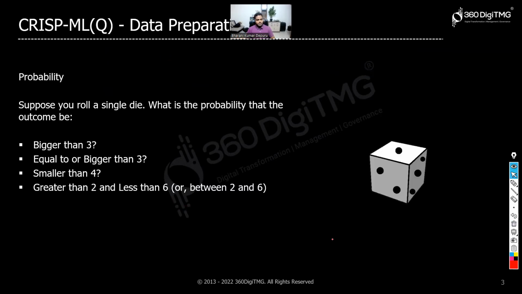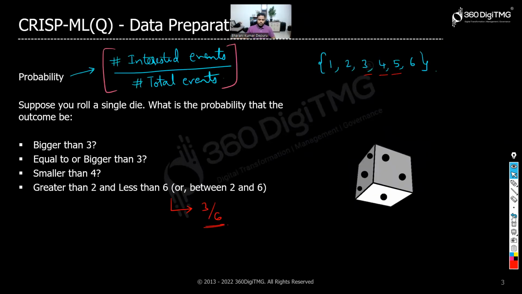This is how simple probability discussion is. At this point of time, until we get into a few concepts, the only formula that you all should be aware of is probability is equal to number of interested events divided by total number of events. This is all that you need to be concerned about until we complete a few concepts within data science.